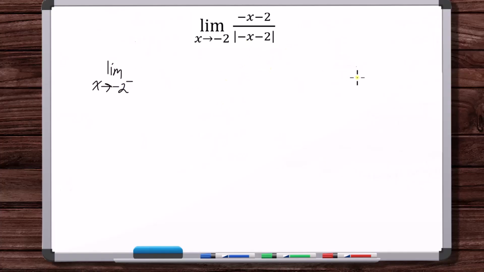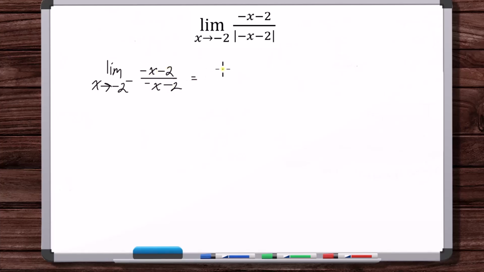In that case, if x is anything less than minus 2, then this expression, this minus x minus 2, is always positive. So we can just remove the absolute value. Okay. So now these just cancel, and you're left with 1. So this is equal to 1.